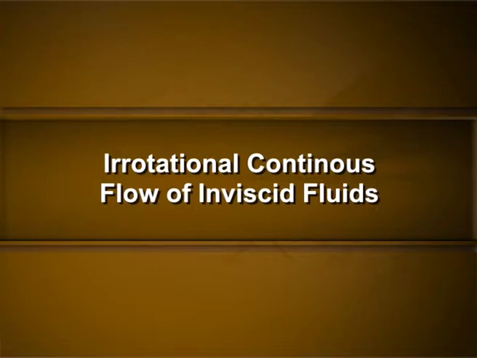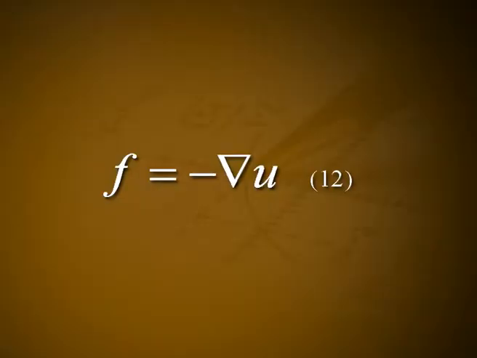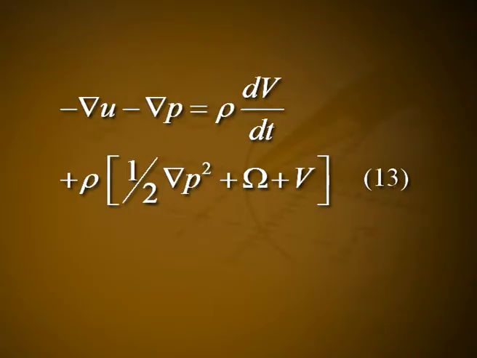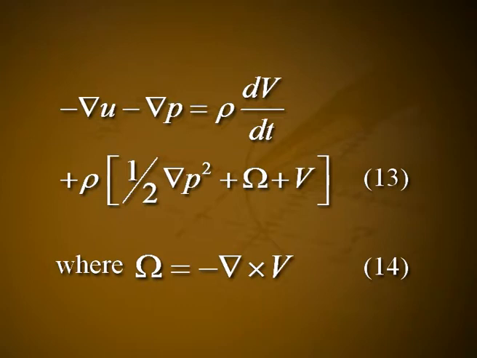Irrotational continuous flow of inviscid fluids. Let us consider that the body force density is derivable, say from u, which is usually the case; one finds F is equal to negative of del u. Let it be equation number 12. In this case, equation 10 takes the form minus del u minus del p is equal to rho ∂v/∂t plus rho (1/2 del v squared plus Om cross v), where Om is equal to negative of del cross v. Let it be equation number 14.